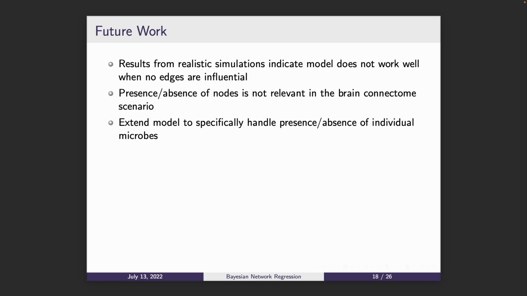As noted, results from the realistic simulations indicate that the model does not work very well when no edges are influential. This was to be expected. The model does not handle presence-absence of individual microbes specifically, as this is not relevant to the brain connectome scenario. We'd like to extend the model to specifically handle the presence and absence of these individual microbes in the future.